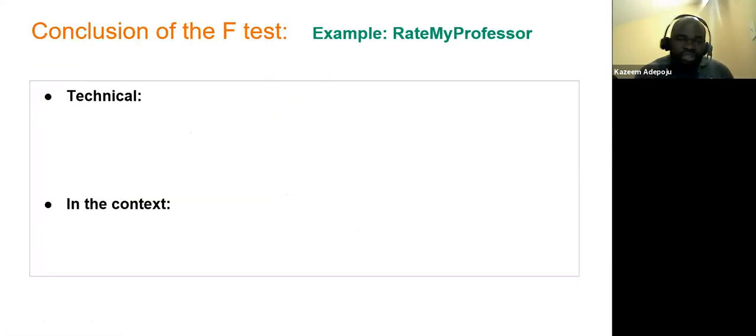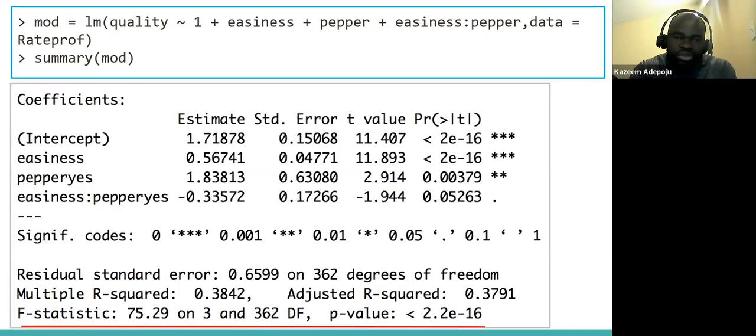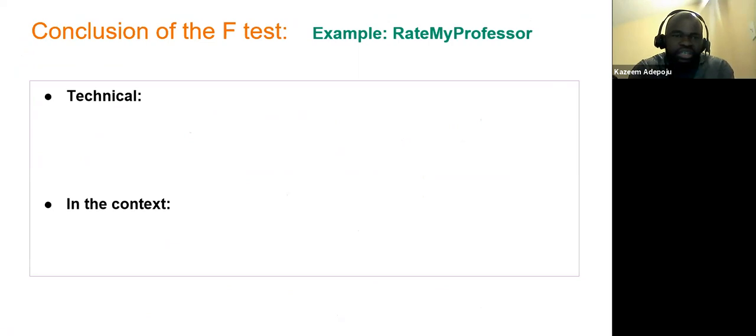Now let us have a conclusion on the F test. I'm still using the data set rate my professor. Of course, this is our output, and when we have an output like that, we actually need to know how to interpret our results. When you succeed in running your analysis and you have a result like this, we should have a way to interpret our results in line with the goal of the study.